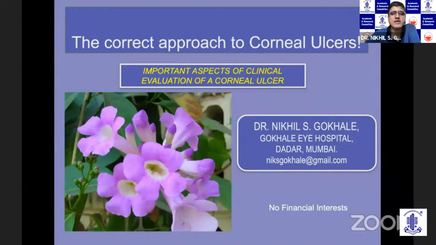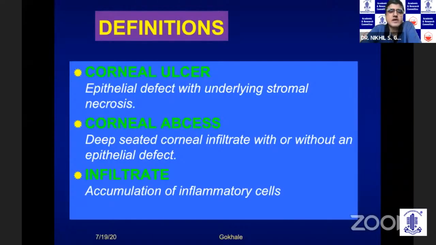So what I thought I will do in the next 10 minutes is to share how we should be approaching a patient with corneal ulcer. And basically, we must understand the definitions of what is a corneal ulcer, what is a corneal abscess, and what is a corneal infiltrate. And I myself wrote this definition 1,000 times in my fellowship. So all of you, please be clear about these definitions.